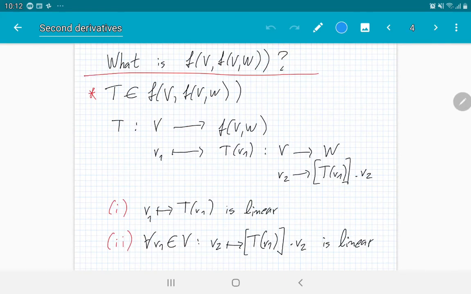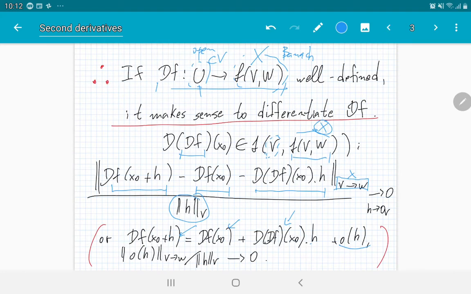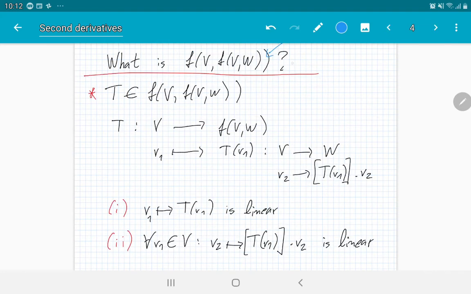And in order to do that, we need to understand this funny space, right? So remember from the previous slide, the derivative of the derivative of f at x naught belongs to this space, when it's well defined. This is the space of bounded linear transformations from v to the set of bounded linear transformations from v to w.